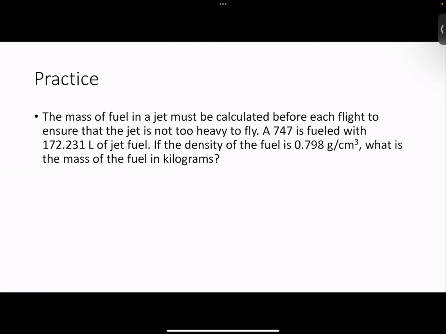Now let's look at this problem. The mass of fuel in a jet must be calculated before each flight to ensure that the jet is not too heavy to fly. A 747 is fueled with 172.231 liters of jet fuel. If the density of the fuel is 0.798 grams per centimeter cubed, what is the mass of the fuel in kilograms? Let me give you a moment to work on that one.